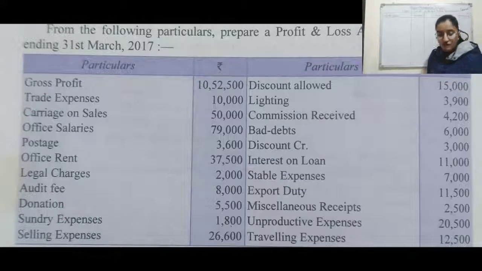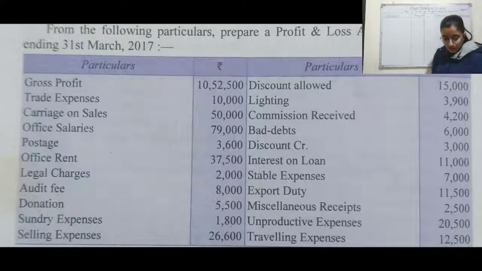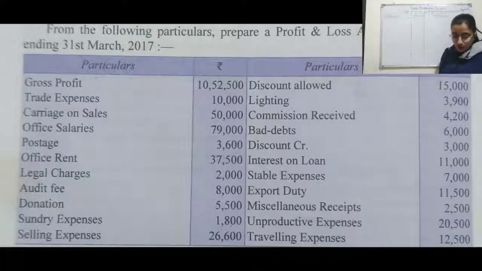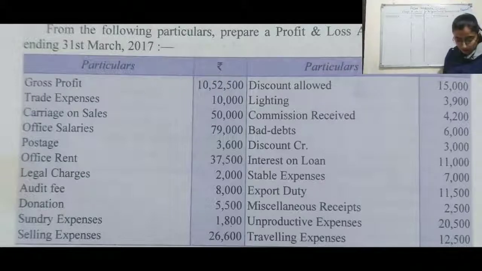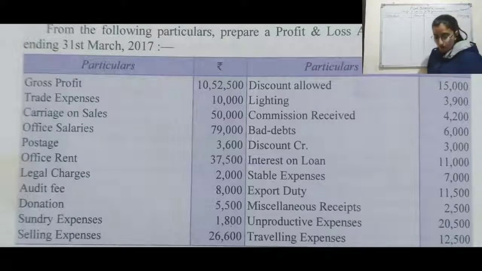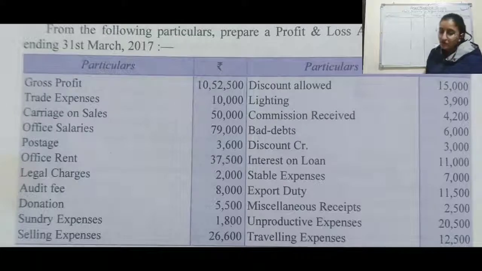3,900, commission received 4,200, bad debts 6,000, discount credited 3,000, interest on loan 11,000, stable expenses rupees 7,000, export duty rupees 11,500, miscellaneous receipts rupees 2,500, unproductive expenses rupees 20,500, and travelling expenses amounting to rupees 12,500.